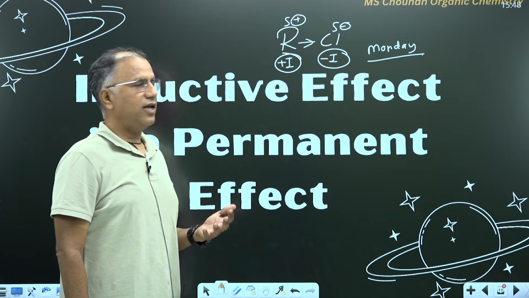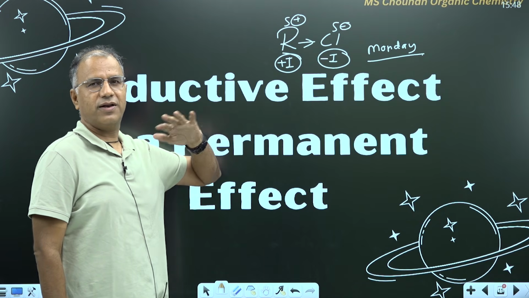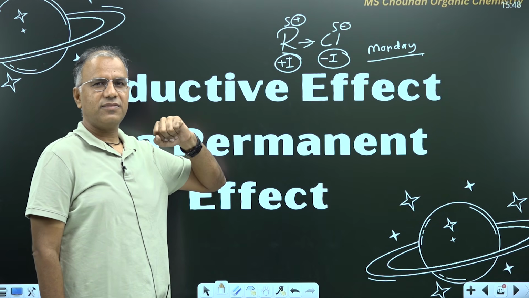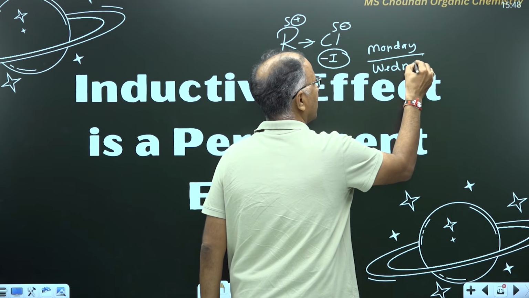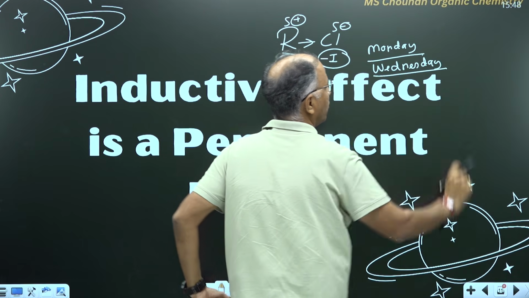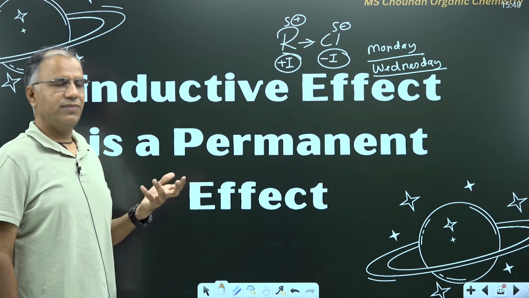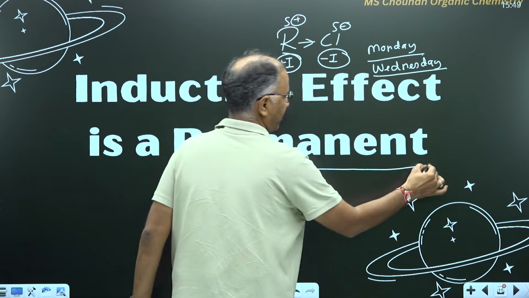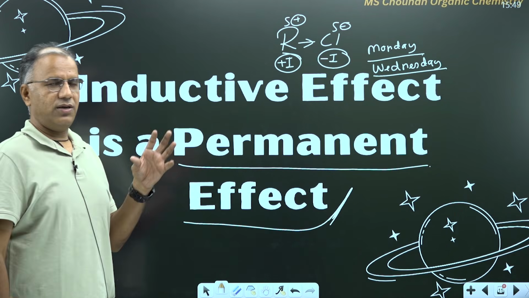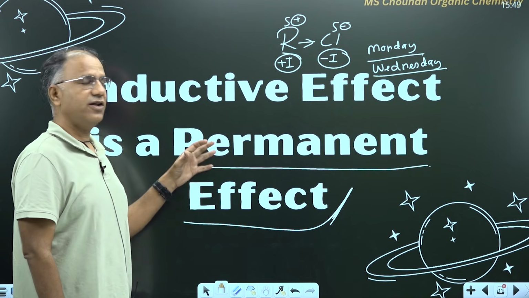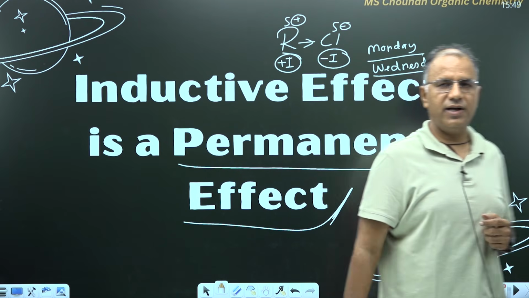What about Wednesday? If I again watch this molecule on Wednesday, will the minus I effect of chlorine remain or will it disappear? What is your answer? On Wednesday, the minus I effect of chlorine remains the same. And what about Sunday? Although we don't prefer to study on Sunday, what is your answer? The minus I effect will remain the same. This means it is a permanent effect. It is not a temporary effect. Just like stars and moon in space, they are permanent. Similarly, the inductive effect is a permanent effect. So write in your notes, inductive effect is a permanent effect.